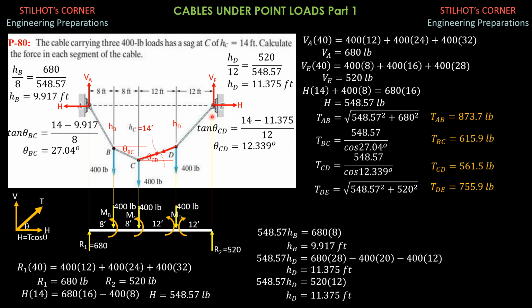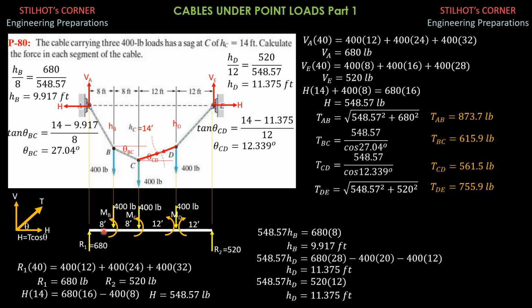Finally, the tension in DE, since we already obtained H and VE, is the square root of H squared, 548.57 squared, plus 520 squared. So 755.9 pounds. Now, that's it for that part if you want to present the solution in this manner. But I apply the general cable theorem because it is a good theorem also.